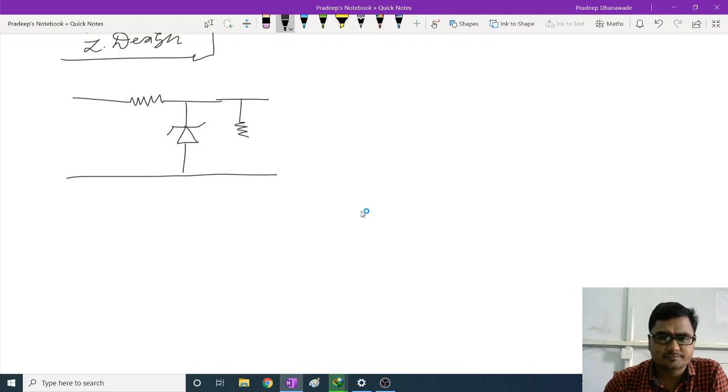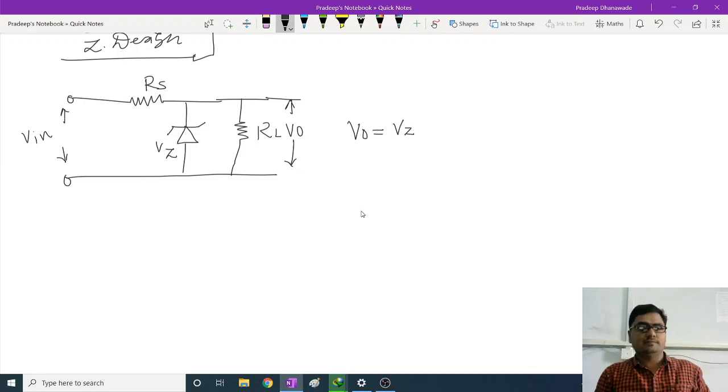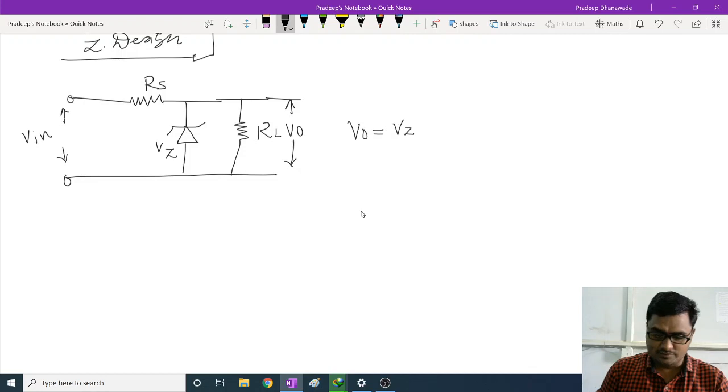Let me call the load resistor RL. The voltage across the Zener is VZ. This series resistor we named RS, and this is the input voltage, which we treat as Vin, and this is the output voltage. The Zener is in parallel with the output voltage, and that's why we call it the output voltage. So VO is equal to VZ, and that was the conclusion we had.